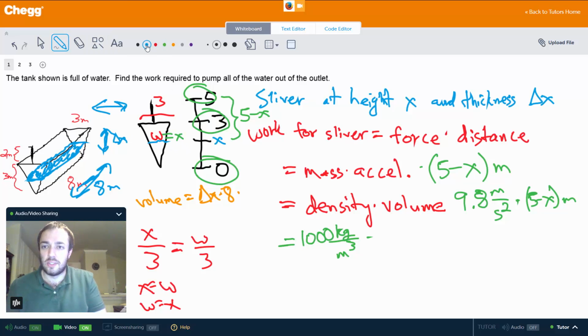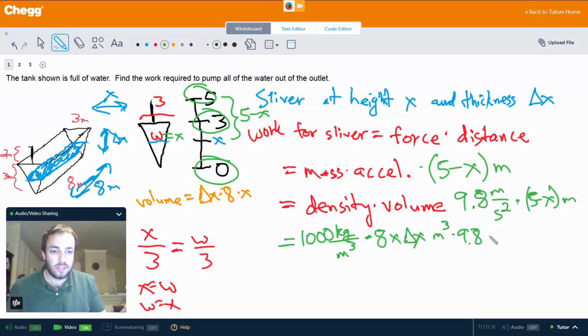So what that means is that the length of our little tiny sliver in this direction is just x. So the volume of our sliver is delta x times 8 times x. Okay? So going back to here, density is 1,000 kilograms per meter cubed. Volume is, let's say, 8x delta x meters cubed. And then we're still multiplying by 9.8 meters per second squared, and then multiplying by 5 minus x meters.